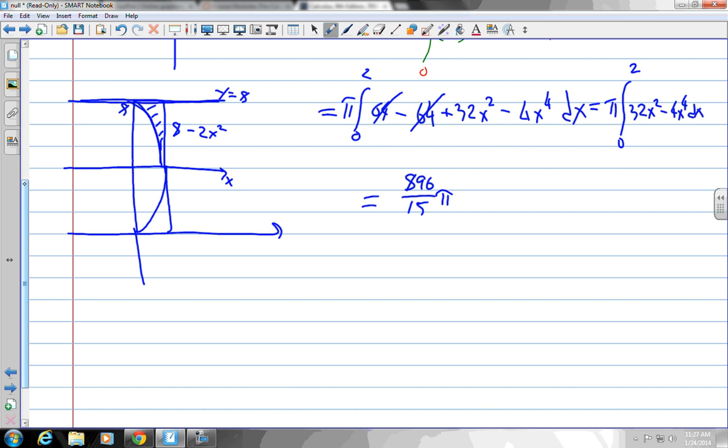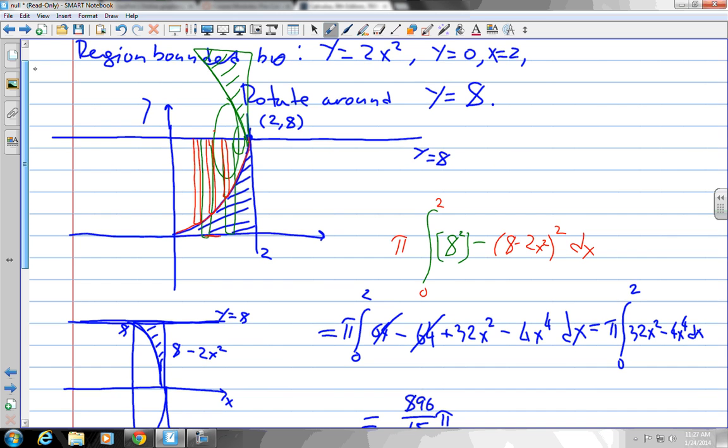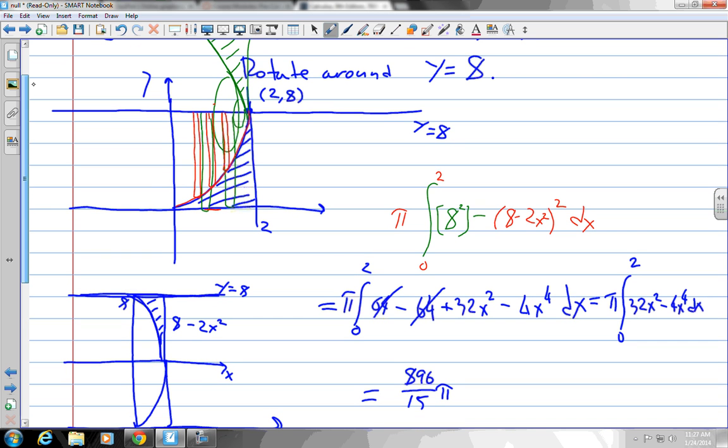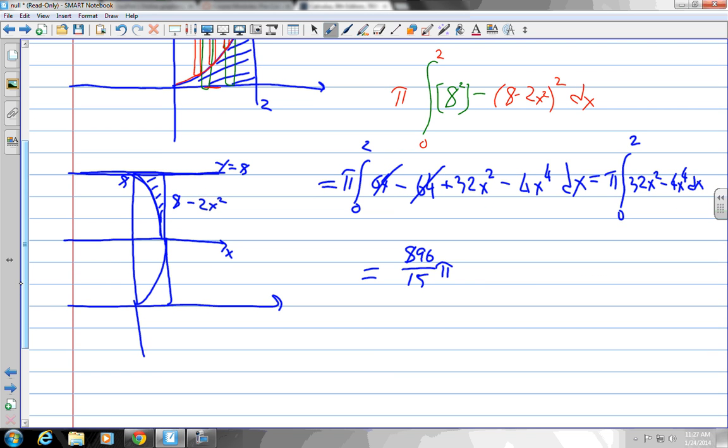So anyways, any questions on this? So this is how you can do different axes of rotation. Just either stick to the rule of outer radius minus the inner radius, or you can always do that translation and rewrite your functions. You'll get the same thing. Okay?